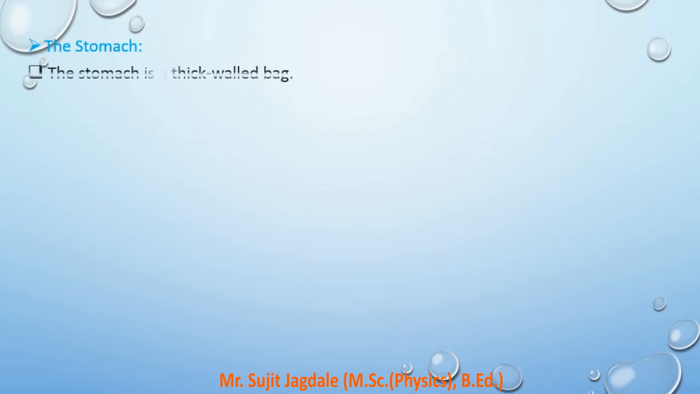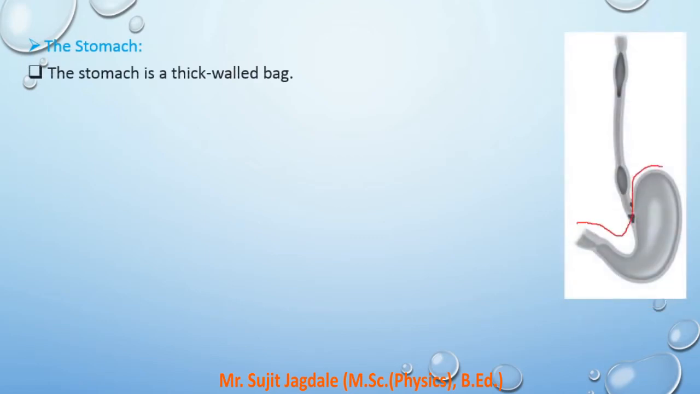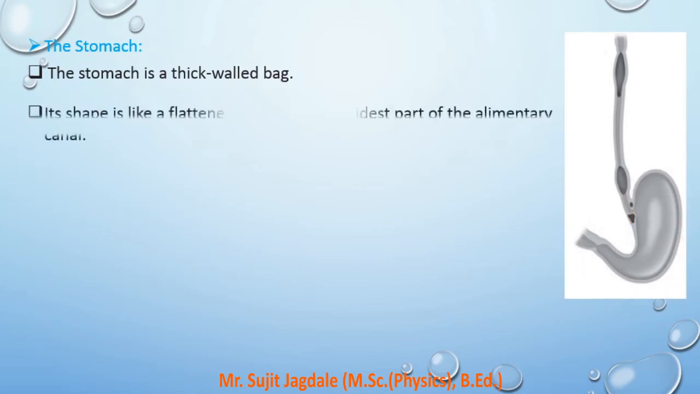Okay, now after the food pipe, the next compartment is the stomach, which is very important. Now the stomach is a thick walled bag. Actually it is a bag like structure. You can see in the diagram the thick walled bag like structure. Here the stomach is in the shape of a flattened U. It is the widest part of the alimentary canal. You can see the U shape there.